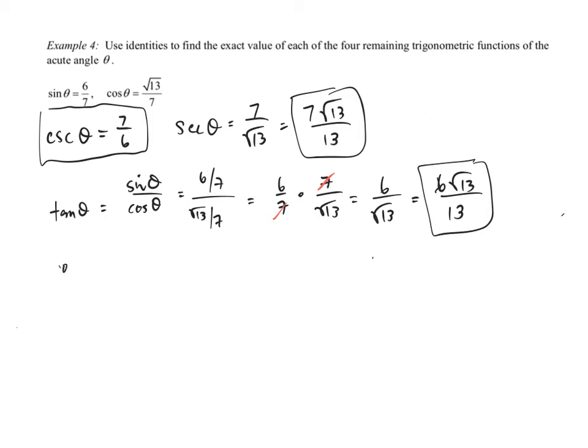And then cotangent theta will be found just by taking the reciprocal of tangent theta, and I'm going to take the reciprocal of this version of tangent theta, and so that's going to give me the square root of 13 divided by 6.